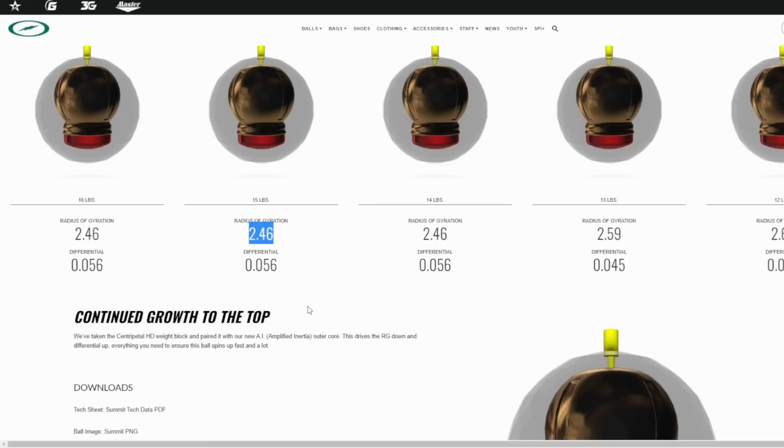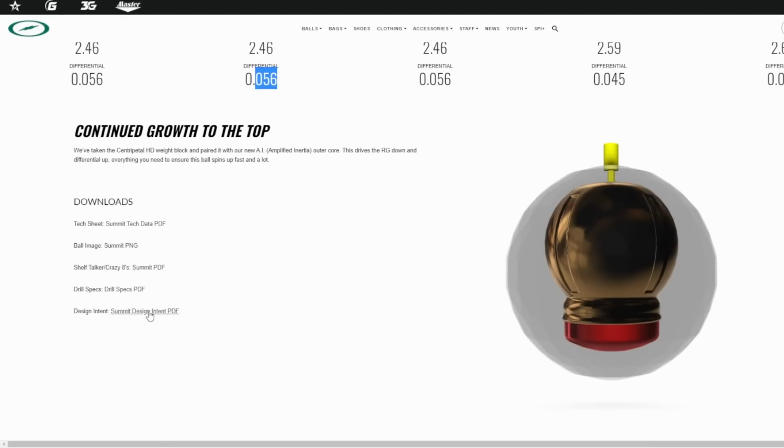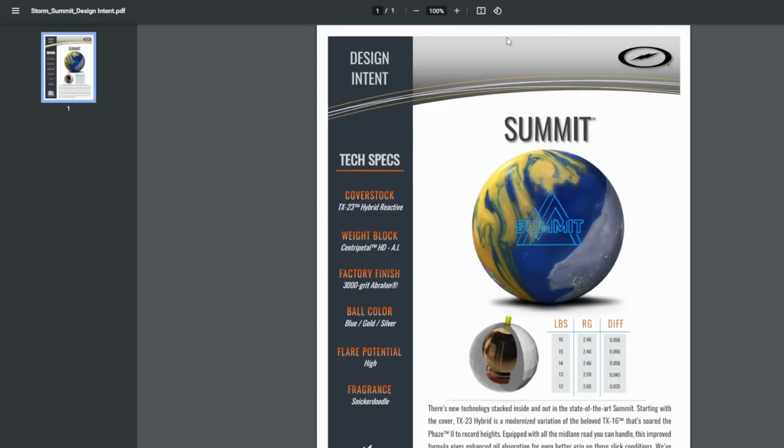But with an 056 differential, you're getting a lot of reaction here. So I feel like this is going to be, if I'm reading this correctly, a tale of two balls. Now let's pop over to the design intent. And I'm going to come back to my statement in just a minute.